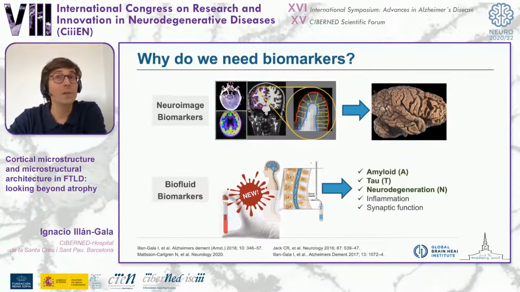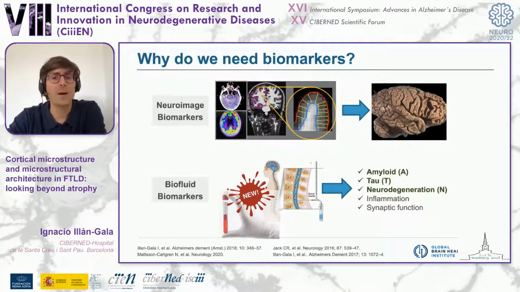But why do we need biomarkers? Well, biomarkers may be useful to increase the certainty of a clinical diagnosis by detecting several changes like atrophy or hypometabolism. But these changes relate to the topography of disease and not to the etiology. That's why structural MRI is considered a topographic biomarker. Biomarkers may also be useful to track disease progression, and these biomarkers are called staging biomarkers.